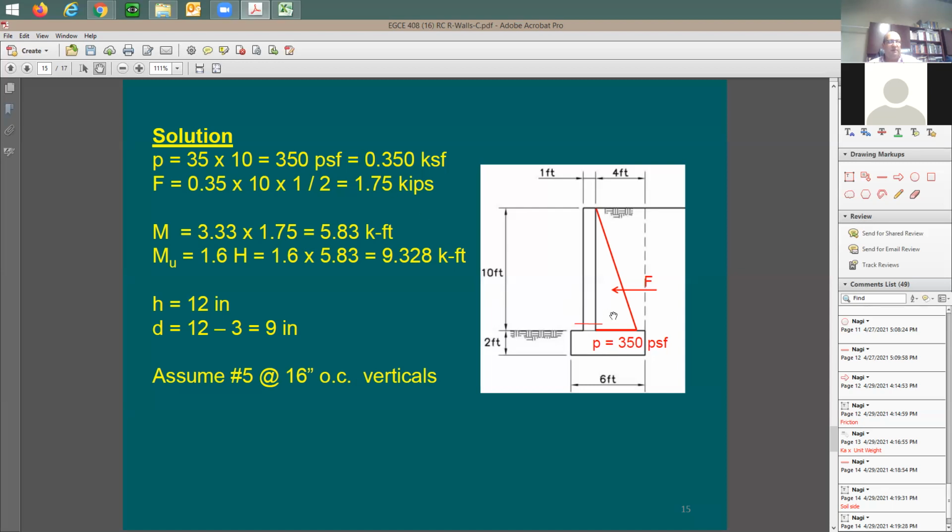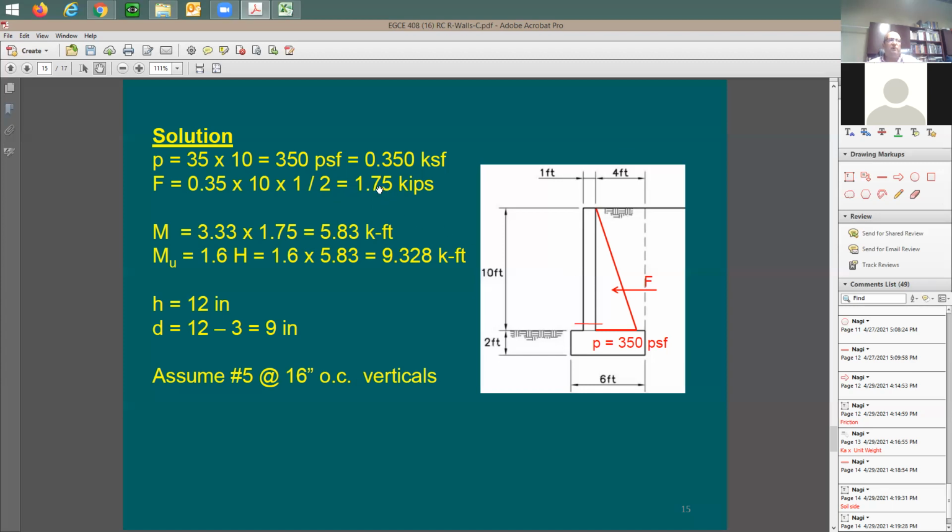Now, how about the force? I need now to do integration of this stress distribution. So I'm going to be taking 350 times the height, divided by 2. And of course, it's multiplied by a factor of 1, which is like a foot perpendicular to the screen.